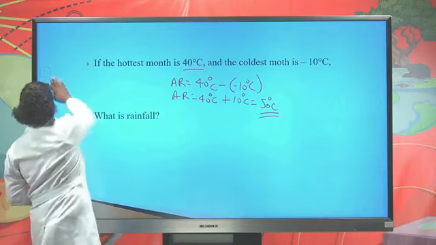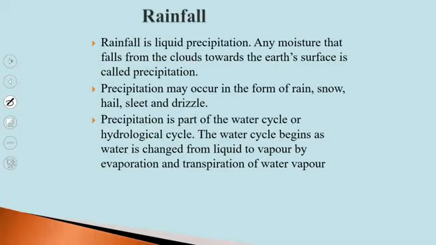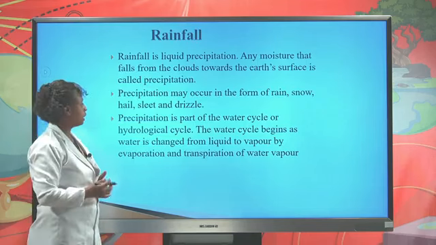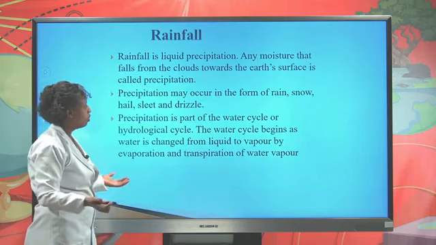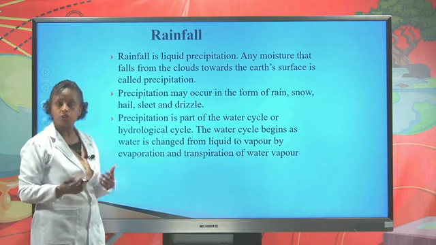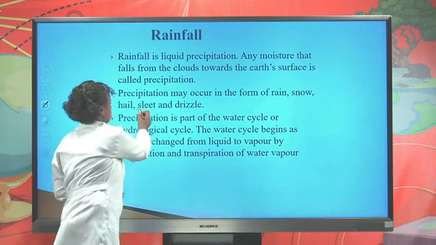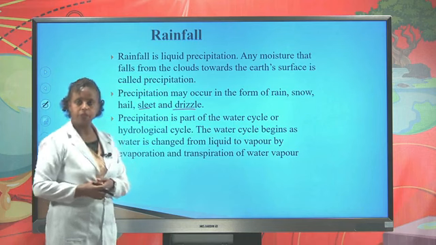Now let us proceed to the second element of weather and climate, that is rainfall. Rainfall is a liquid precipitation. Any moisture that comes from the cloud and falls to the surface we call precipitation. Precipitation may occur in the form of rain, snow, sleet or drizzle. These are the forms of precipitation.